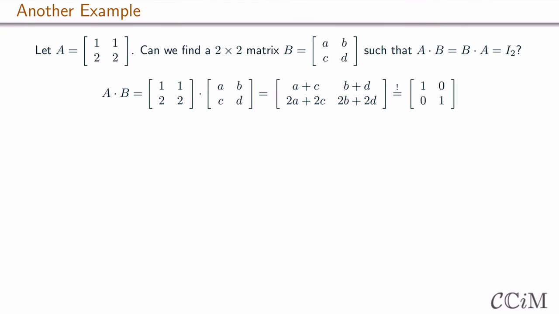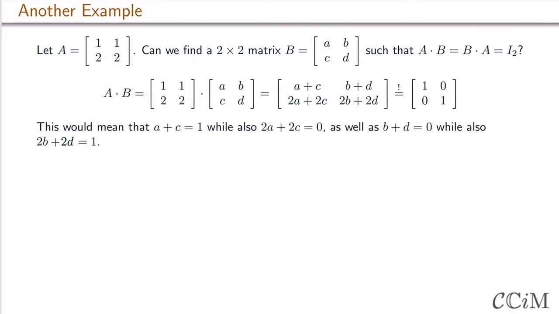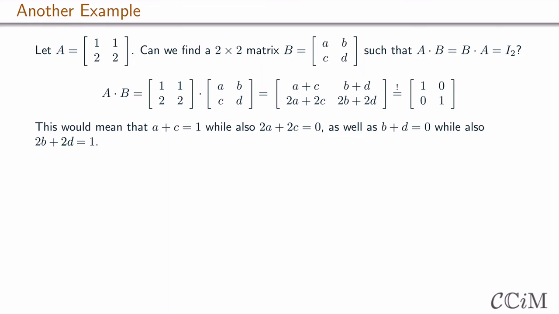So what can we conclude from here? We can conclude that a plus c must equal 1. Furthermore, b plus d must equal 0. Furthermore, 2a plus 2c must equal 0. And finally, 2b plus 2d must equal 1. So those are the equations that I just showed you.